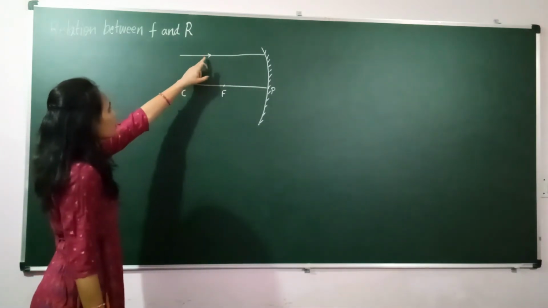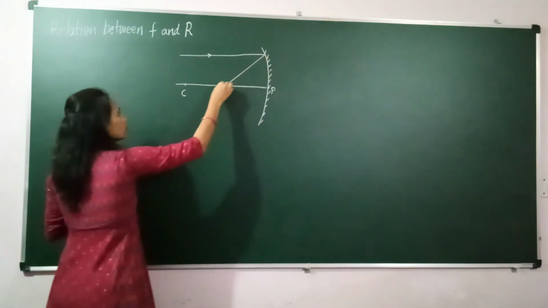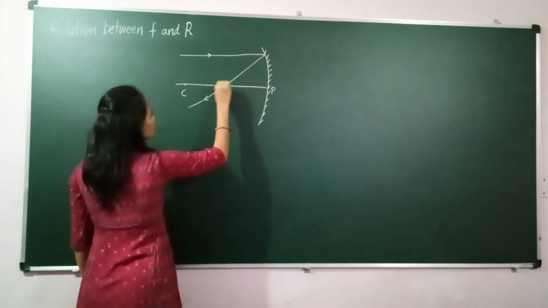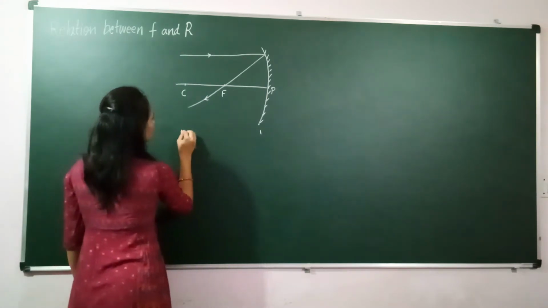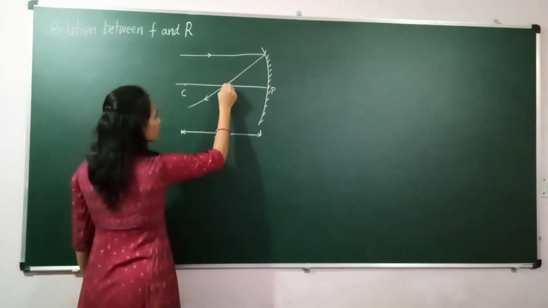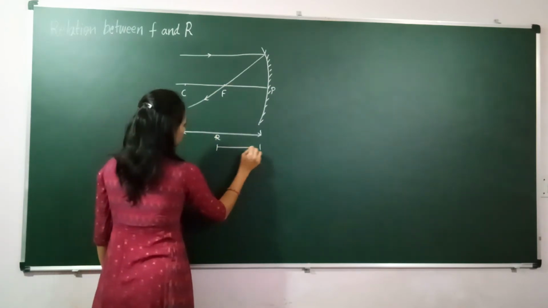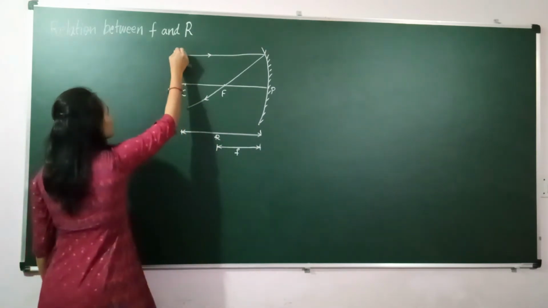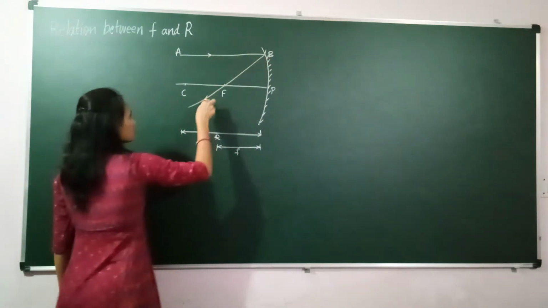This incident ray is traveling parallel to the principal axis, so after reflection it will pass through the focus. Now we will take the distance from the center of curvature to the pole. This distance we will take as R, the radius of curvature. From the focus to the pole, this distance is the focal length, that is F, and this incident ray we will mention as AB. So this is our incident ray and this is our reflected ray.